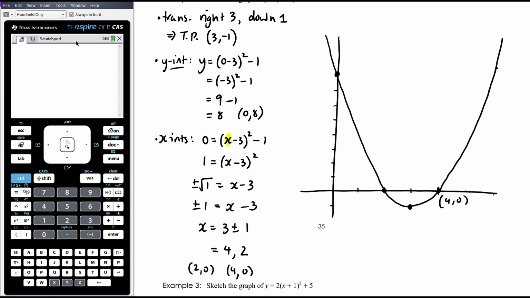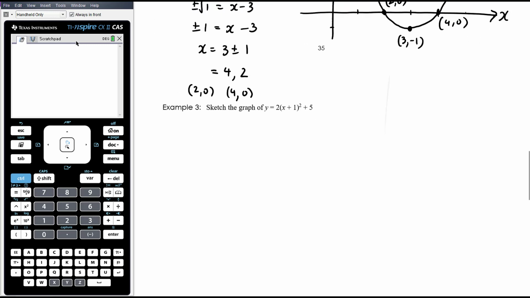Alright, so that's the point (4, 0), that's the point (3, negative 1), that's the turning point, we need that. That's another x-intercept, (2, 0), we need that. And that's the y-intercept, we need that. Okay, and there's our graph.